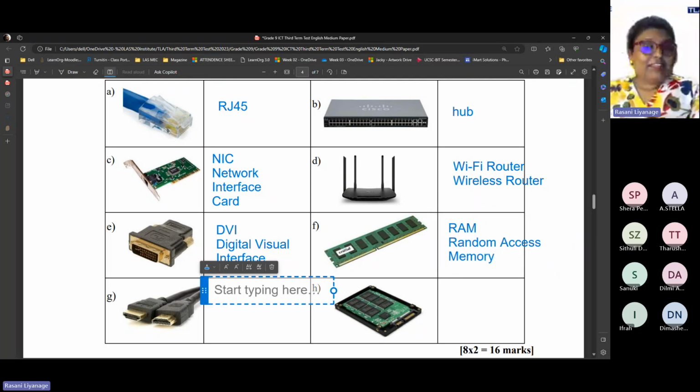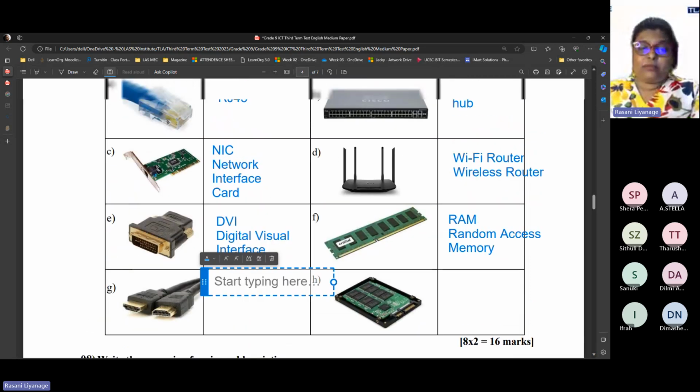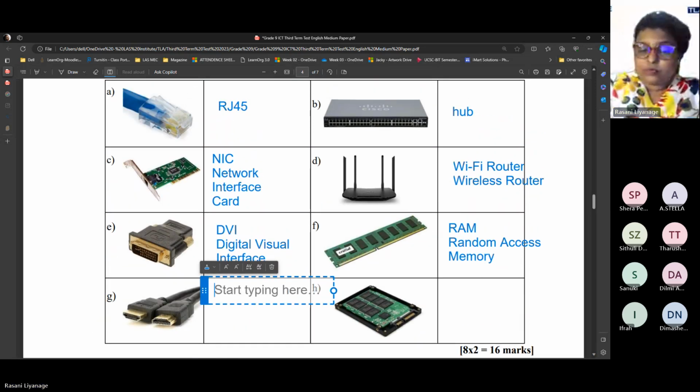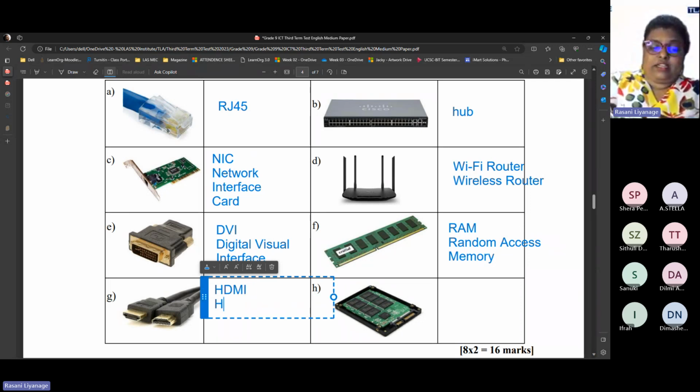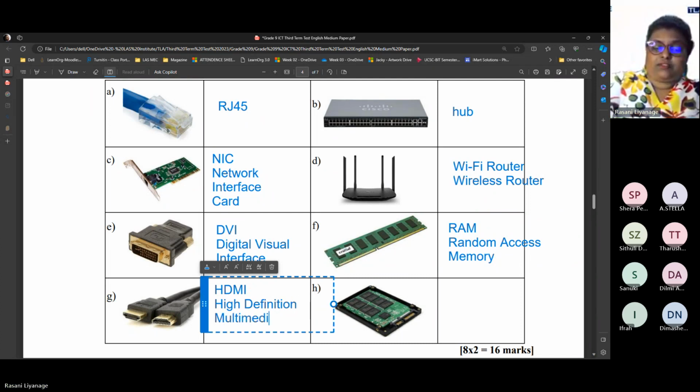This is the always talked about who? HDMI, sorry, that is high definition multimedia interface.